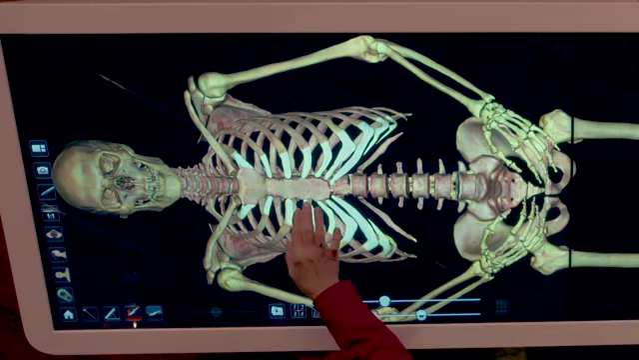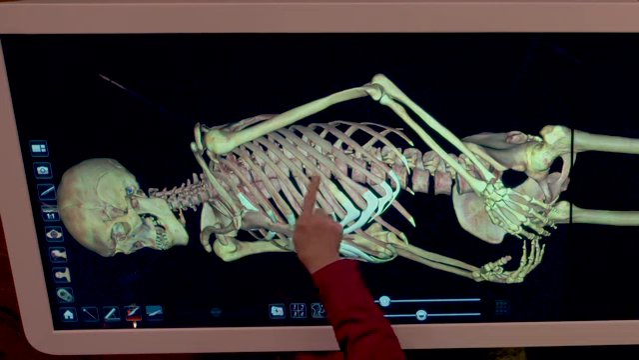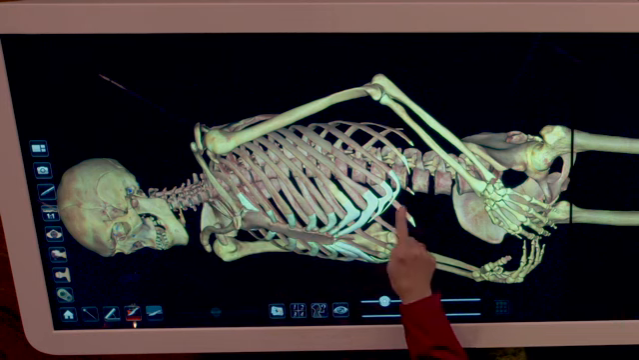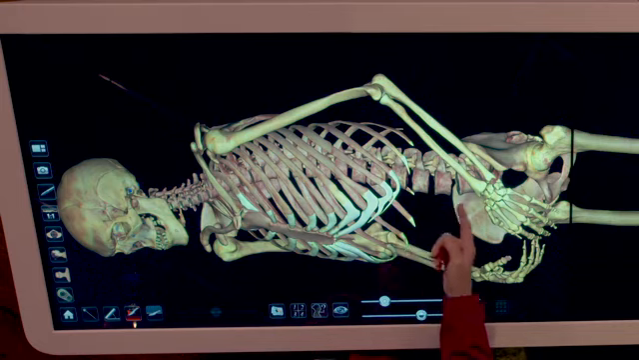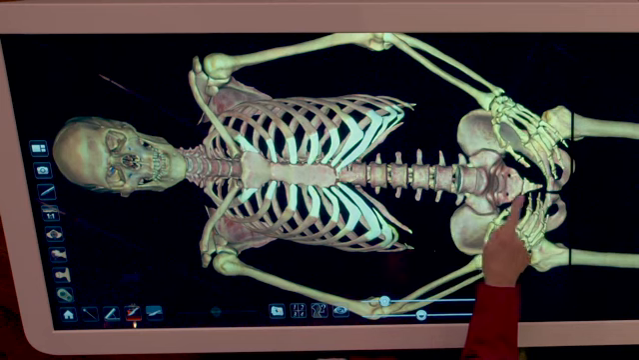If we address the spine, remember there are 7 cervical vertebrae of the neck region, 12 thoracic vertebrae that each have a rib attachment, 5 lumbar vertebrae in the low spine, and then the sacrum and coccyx, which form the tail end, pardon the pun, of the vertebral column.